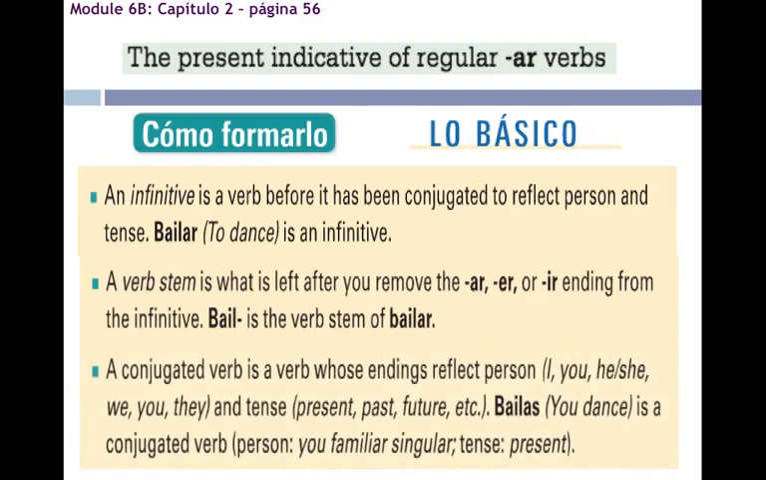A conjugated verb is a verb whose endings reflect the person. I, you, he, she, we, you, they. And the ending also reflects the tense, lets you know whether that verb is in the present, the past, the future, etc., various tenses. So for example, bailas, you dance, is a conjugated verb, and the person is you familiar singular. It's the tú form. That ending happens to be matching the tú form, and it's the present form of the verb bailar.